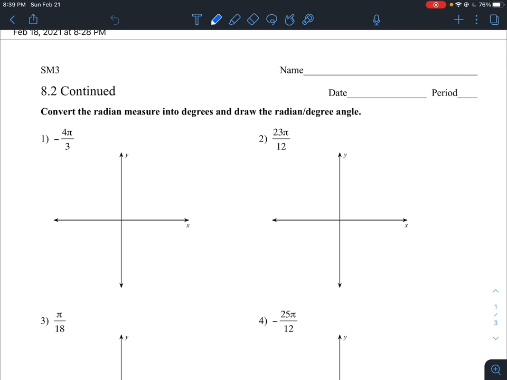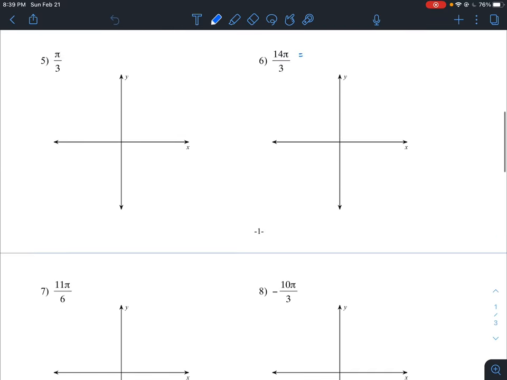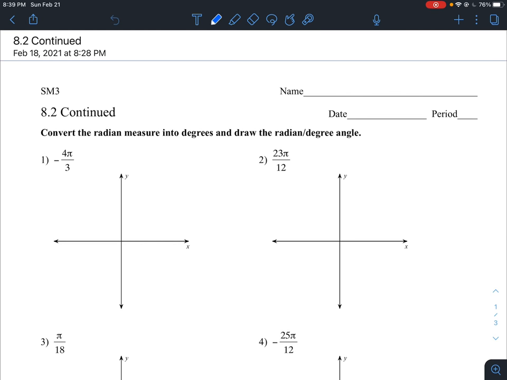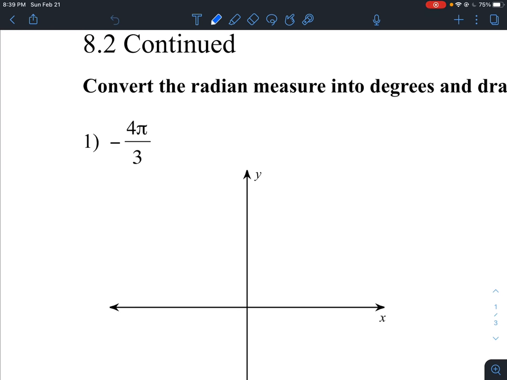So in this first set of problems here, you're going to be drawing the angle, much like we did in the other video, or in the other 8.2 notes, except we are going to be starting with radians. So given the radian measure, can you draw the angle? Now, it can be kind of difficult to understand or to see the radian measure.